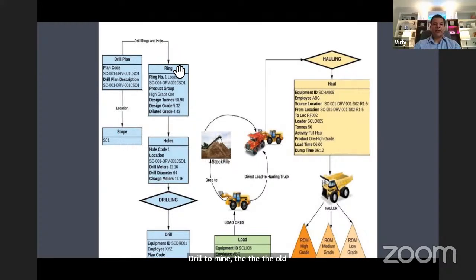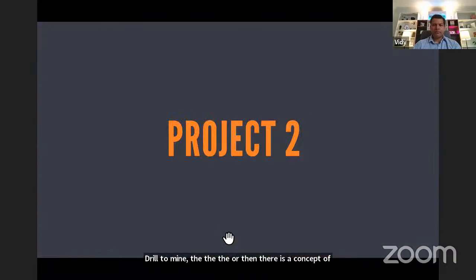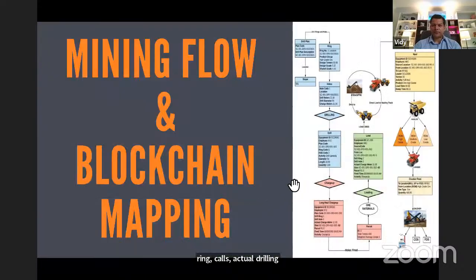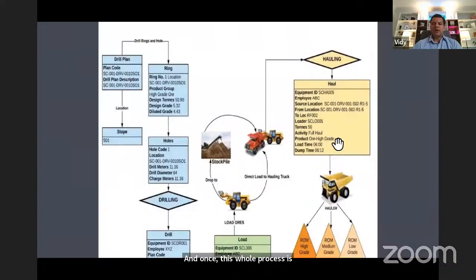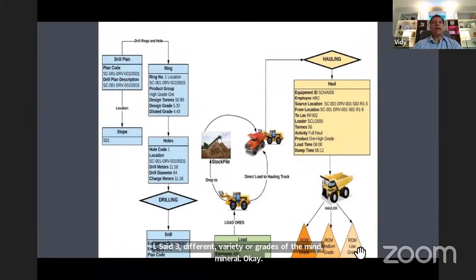Then there is a concept of ring, holes, actual drilling, long haul, charge up, and so on and so forth. So there is the whole process. Once this whole process is completed, we get three variations, or three different varieties or grades, of the mined mineral. If it is gold, there will be high quality, medium quality, and low quality.